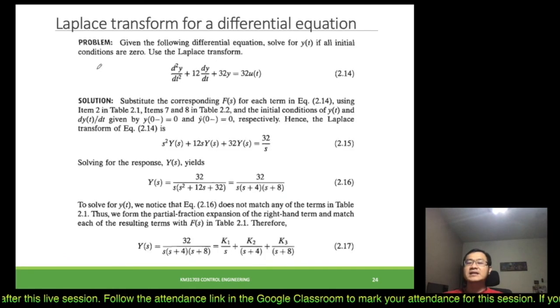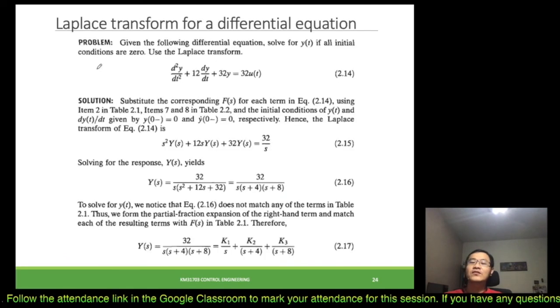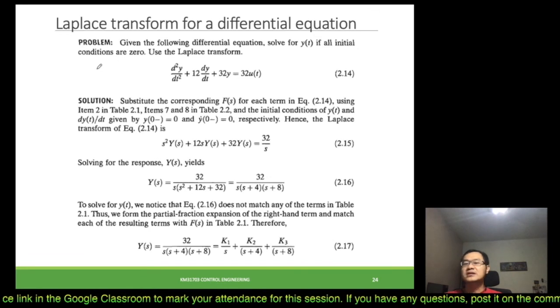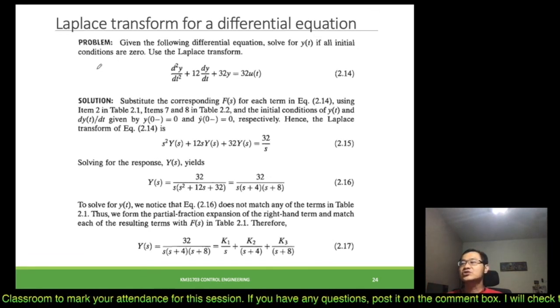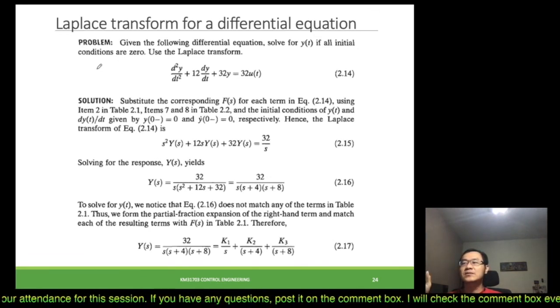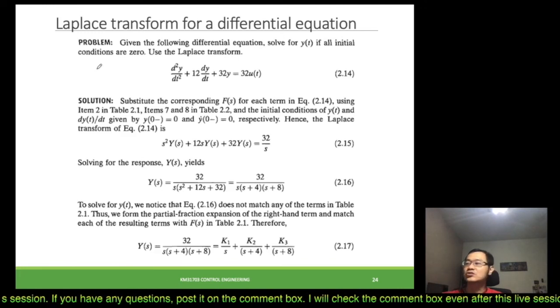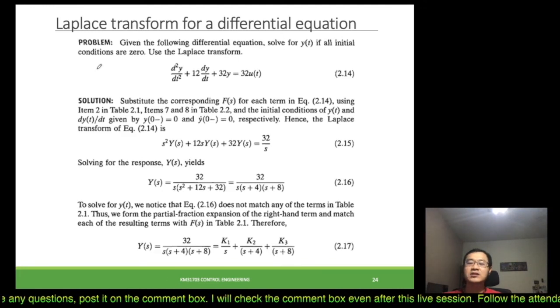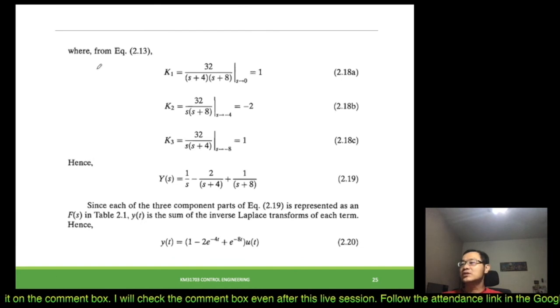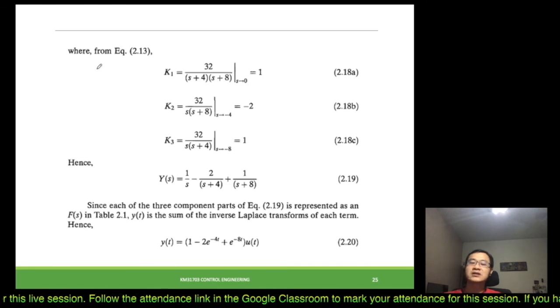Here is another example of Laplace transform for a differential equation. This is mathematical, so you can just follow this problem and the solutions. Try it on your own as a tutorial, and these are the steps for how you can do it until the solutions.